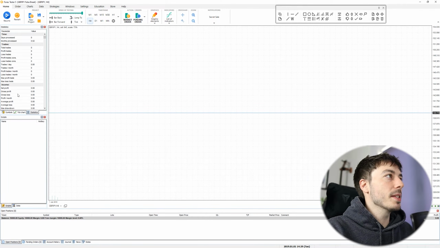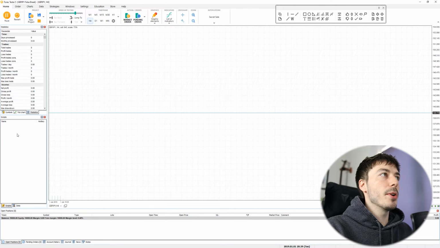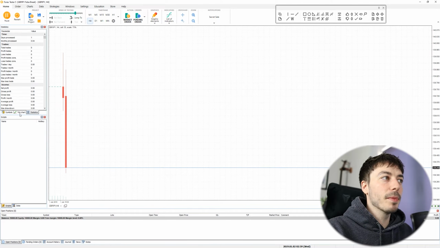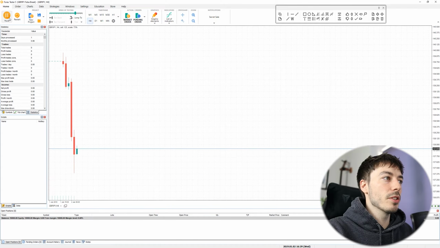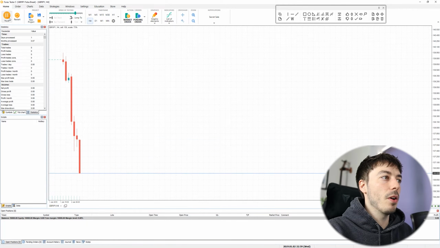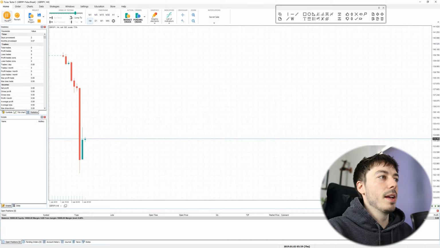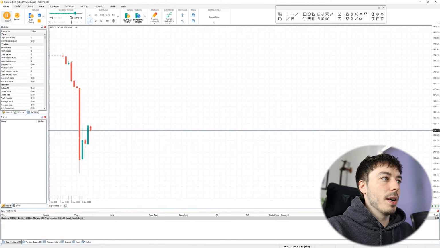So let's get started. Like I said, I've got everything set up. Let me slow the speed down a little bit. I'm going to hit play on the data and we should start getting some candles forming. So obviously first thing to do is identify a trend direction. So quite clearly we are moving down on this chart as it stands. Let's see what happens here.